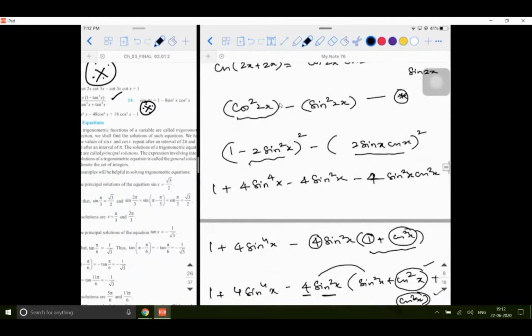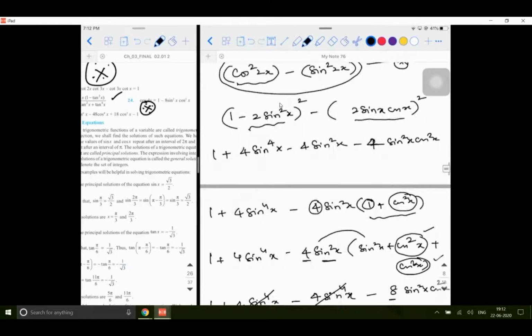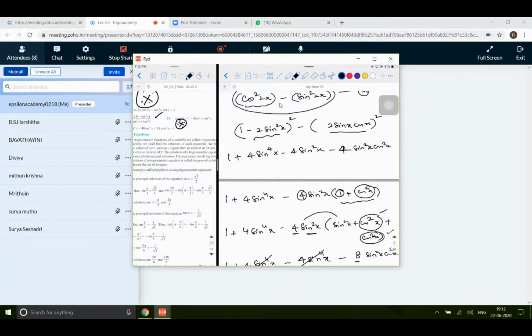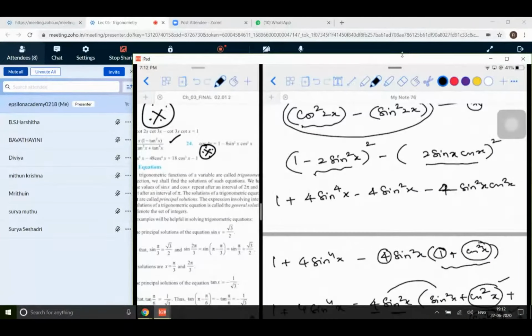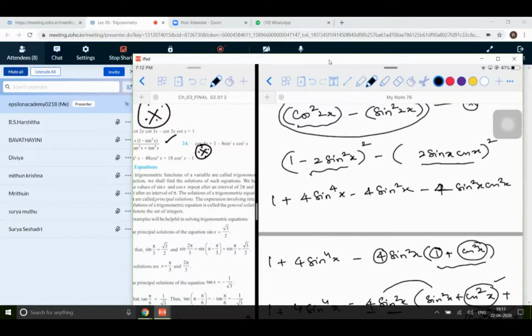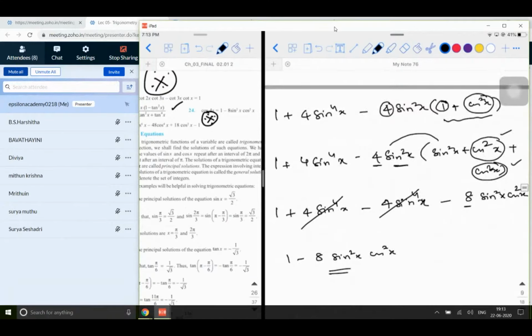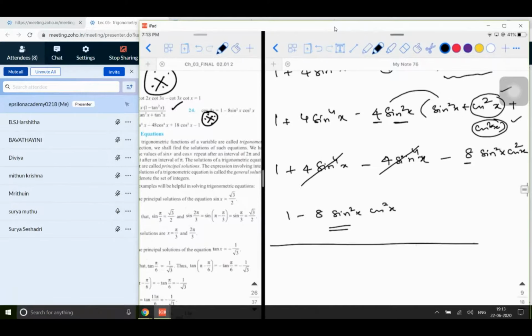I told you to remember this step. Anybody who wants to note it down, you have to let me know. You can unmute yourself and speak. I hope it is clear till this step. Now we will see.